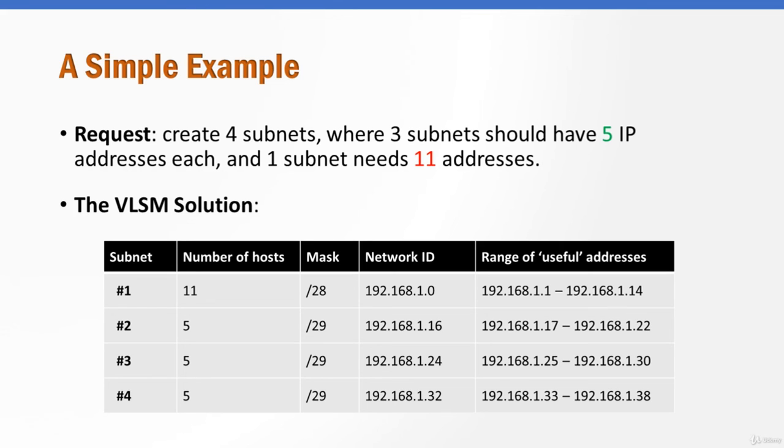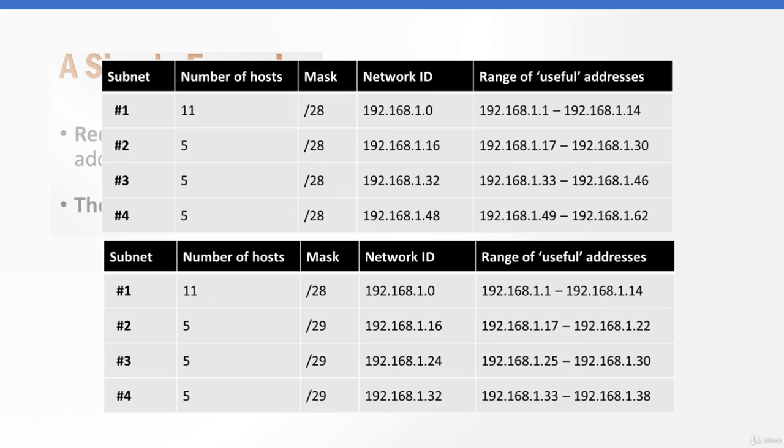Let's compare our VLSM results with the fixed length results. So this is fixed length and this is VLSM. When you look at the last IP address we used in the 4th subnet for fixed length, it was 192.168.1.62. And the last IP address in the 4th subnet, when we used VLSM, was 192.168.1.38. So this shows you how many IP addresses we actually saved only by using the VLSM technique.